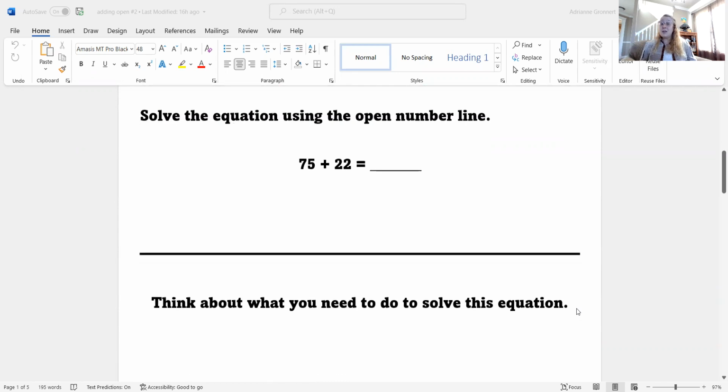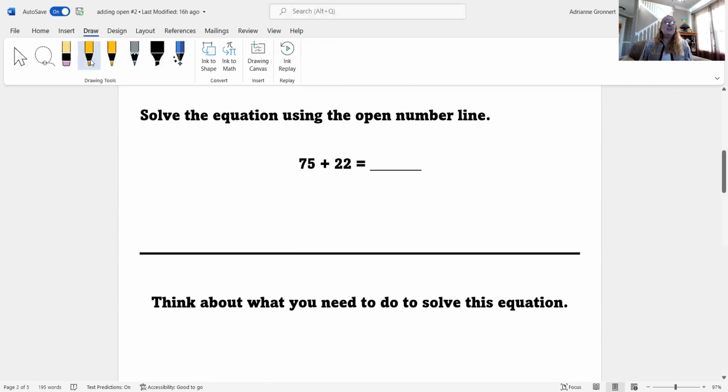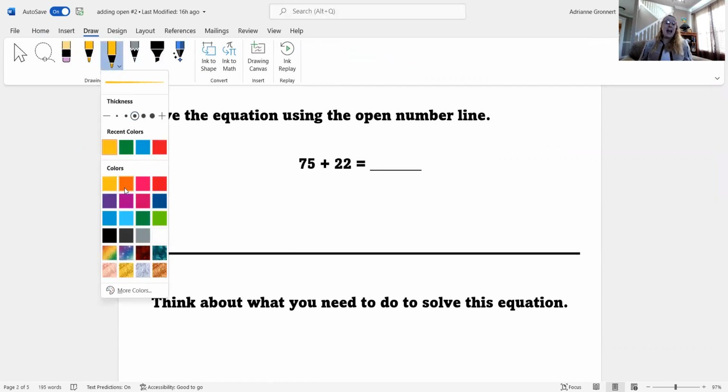Let's solve this equation using the open number line. Before we start, let's think about what we need to do to solve the equation. Do you remember the steps? Yes, that's right. The first thing we need to do to solve the equation is mark the first addend on the number line. So I'm going to take a red color and look at my addends.